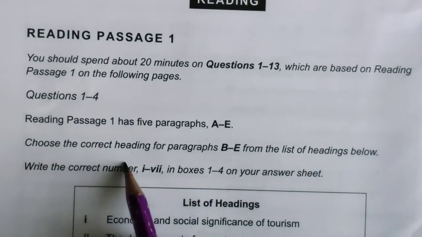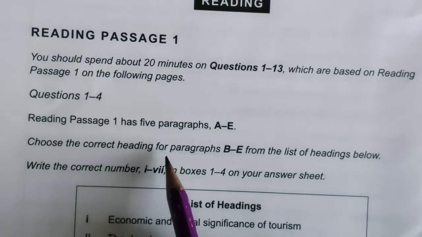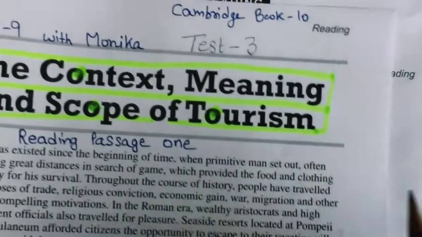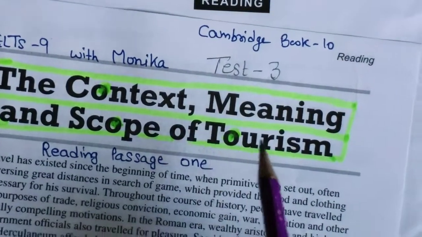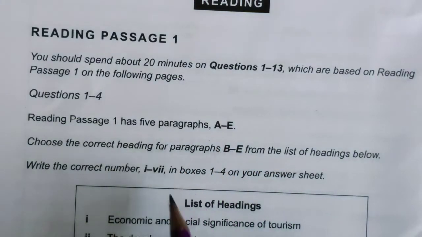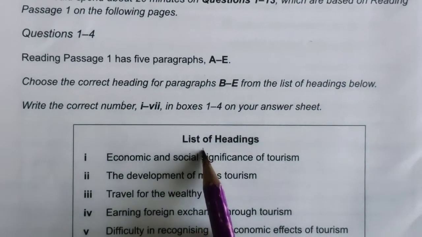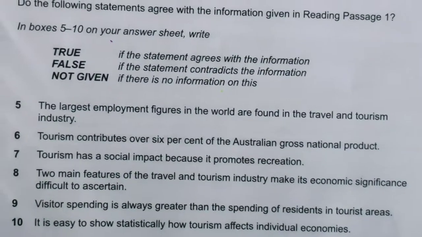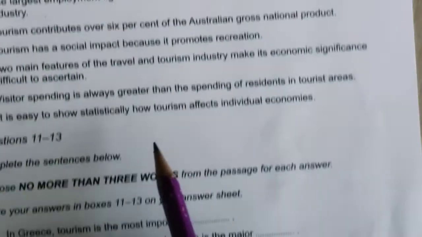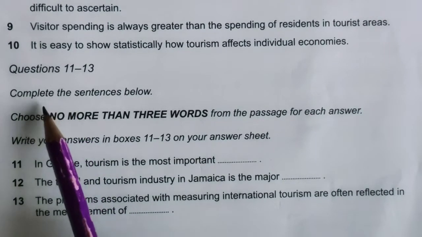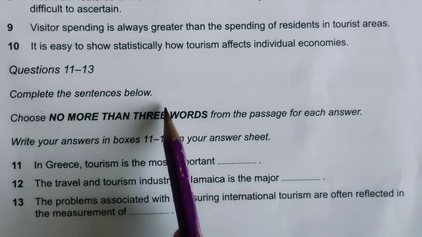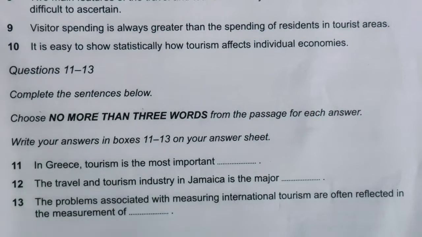The first type of question for this reading, The Context, Meaning and Scope of Tourism, is list of headings. The second type of question is Yes, No, Not Given, and the third type is complete the sentences below. So here we have three types of questions.